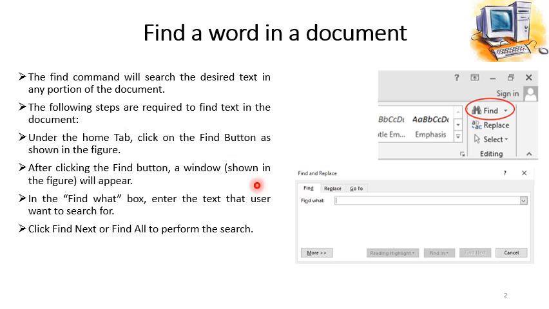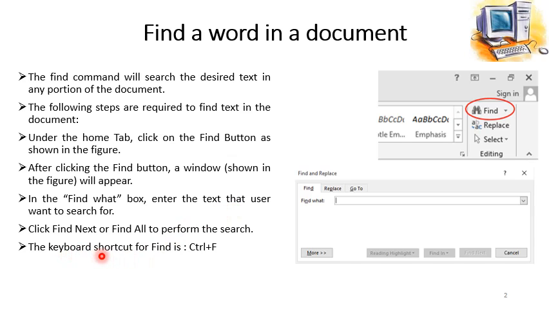So this is how we can find a word in a document. The option exists inside the Home tab. Under the Home tab, click on the Find button, then enter the text in the Find What text box, and then click Find Next or Find All. It will find the words in the document and will highlight them. We will see this practically.